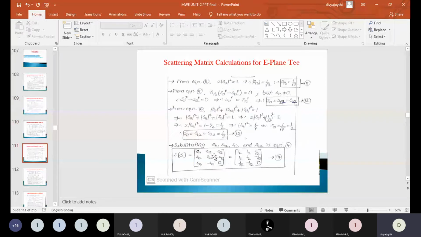So S11 minus S13 cannot be equated to 0 because S13 is equal to minus S23. Because of that, you cannot equate that to 0. So you need to equate the second term to 0. When you equate the second term to 0, you get S11 star equals S12 star. That means S11 equals S12, where S12 can be equated to S24 as well.